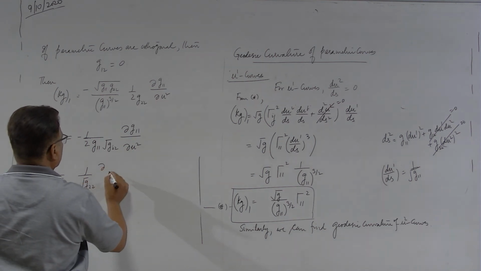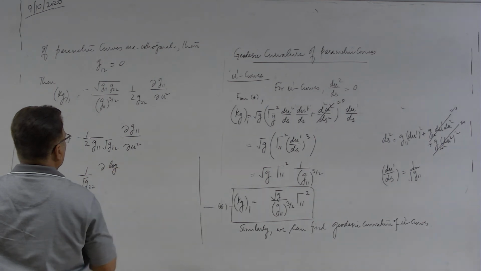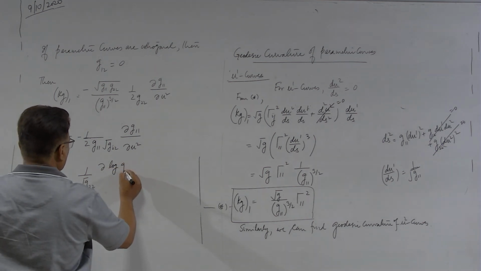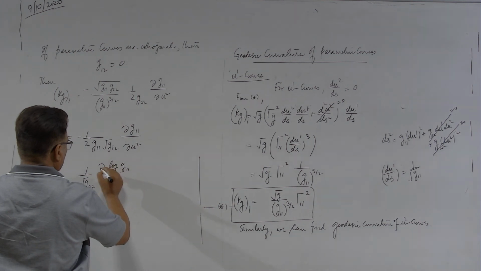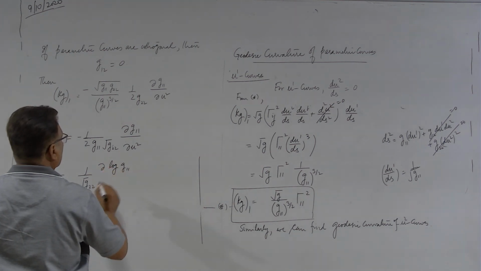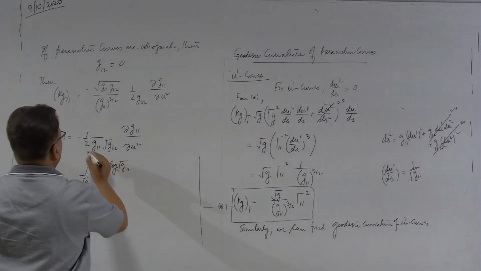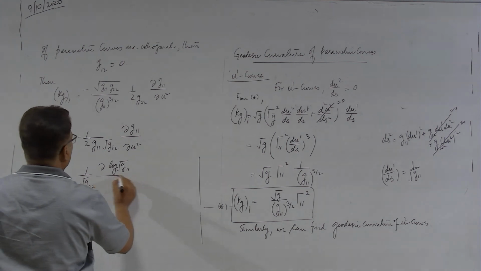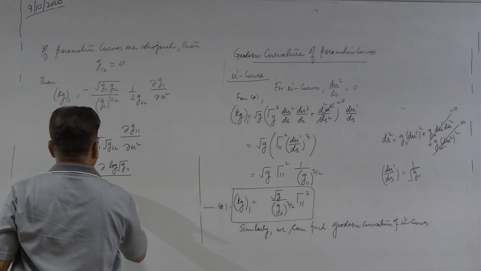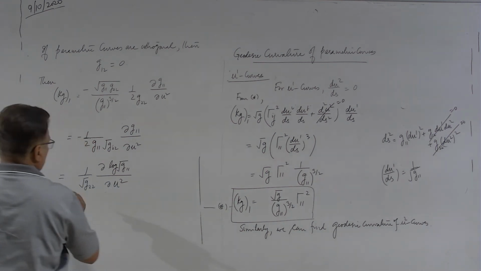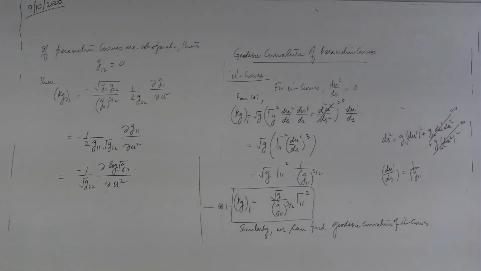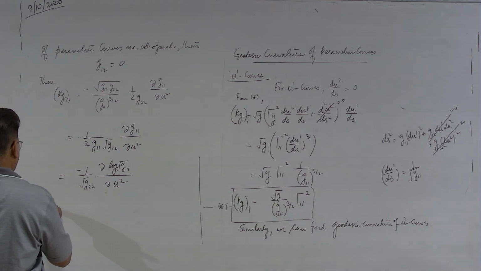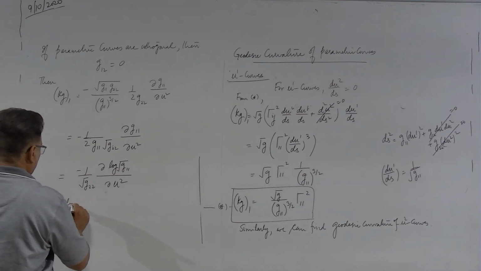into del of log under root G11, because you have half minus half 1 upon under root, you can check it up. Check it up whether I have written it correct. Okay. So, I hope this is correct, and similarly you can compute Kg2.